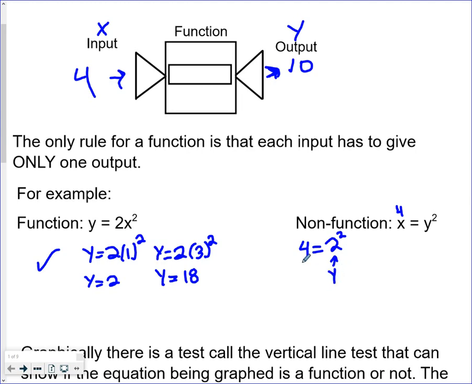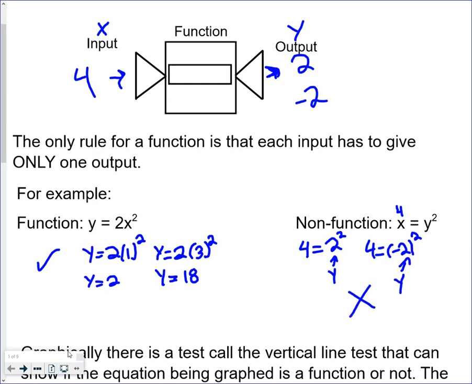But there's also another number that works in here as well. If I put in a 4, I could also get out a -2, because -2 squared is also 4. So it's also a y. So this machine here, whatever this machine is, let me go back up here to my little function machine. If I put in a 4, I can get out 2, or I can get out -2, because both of those, when squared, get me 4. So this right here is not a function.